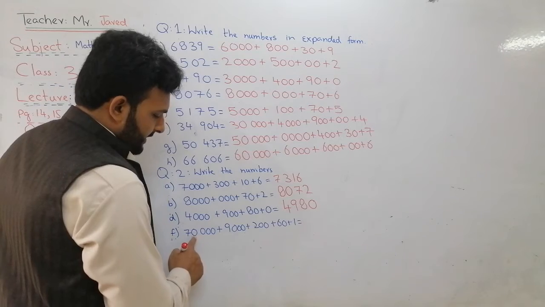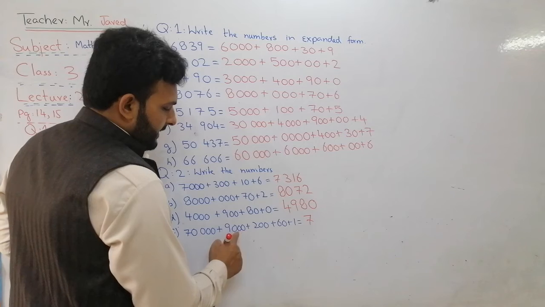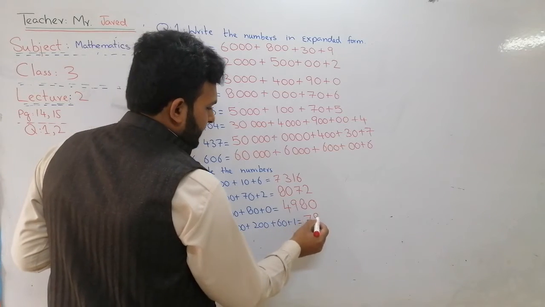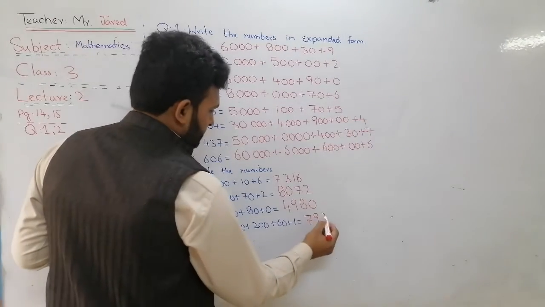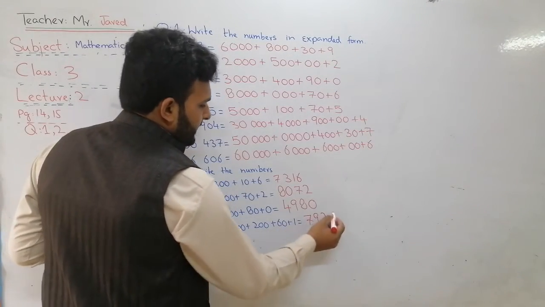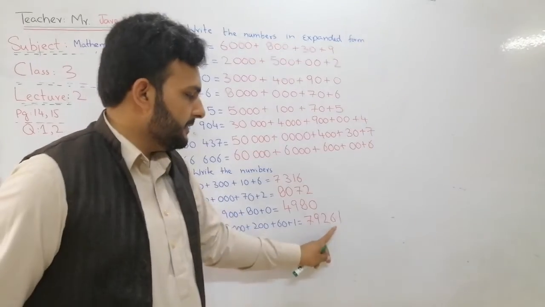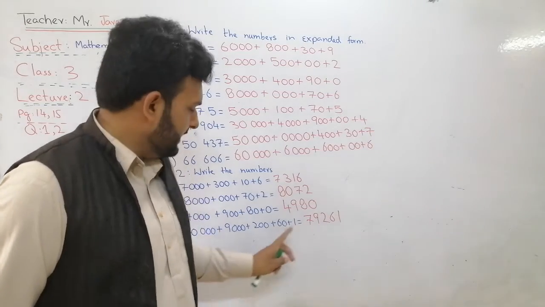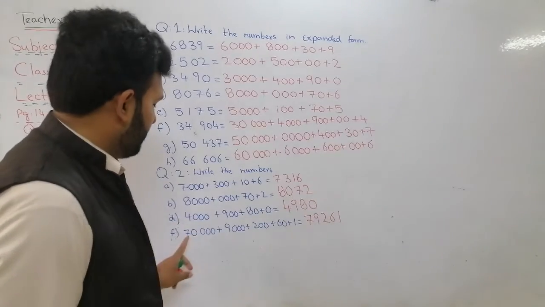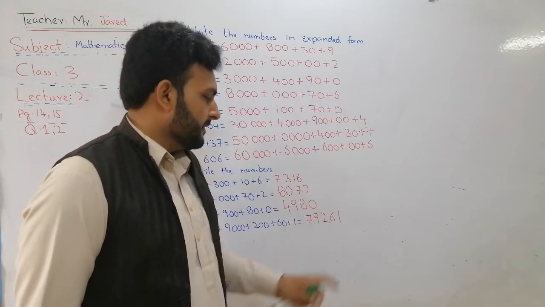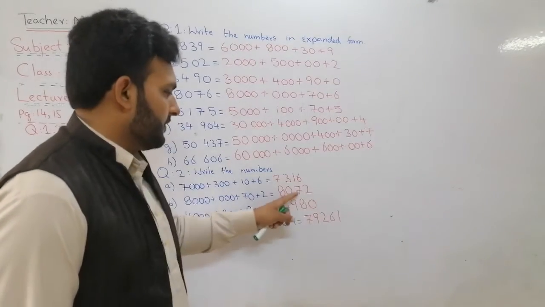Okay, the ten-thousands place is 7, the thousands place is 9, the hundreds place is 2, and the tens place is 6, and the ones place is 1, like this. Clear? Look at the greatest place and combine all: 7, 9, 2, 6, 1. Where there is 0, you will write 0. Like in this question, there was 0, so we wrote 0 here.